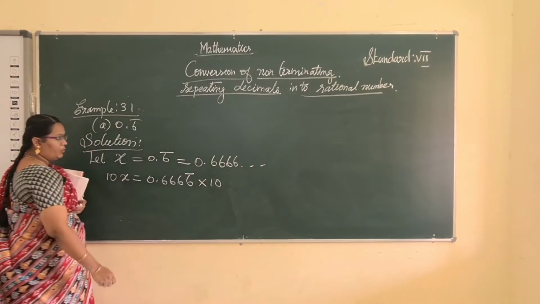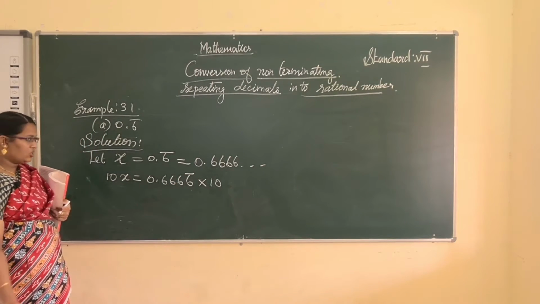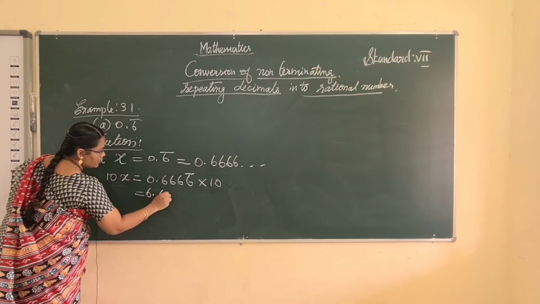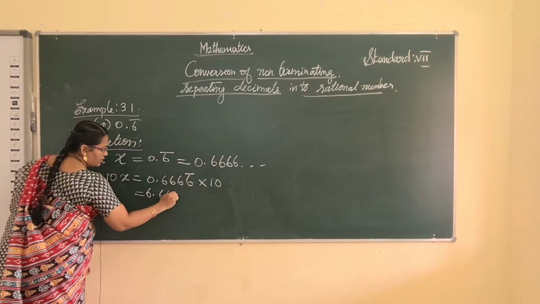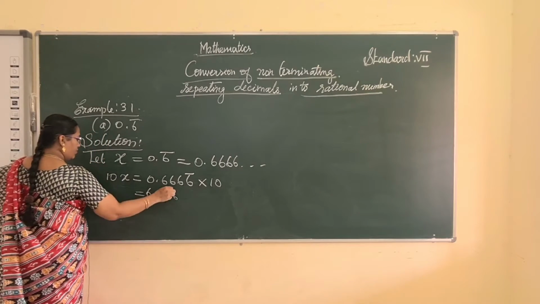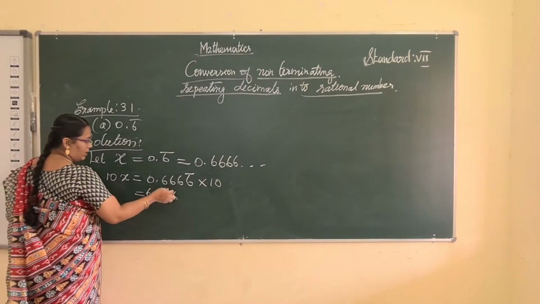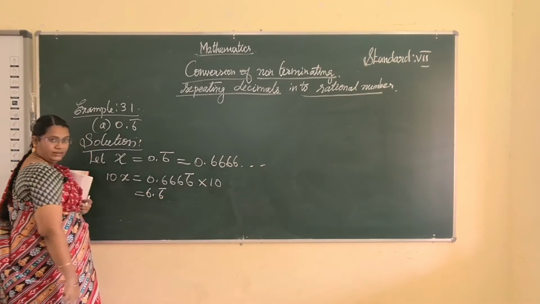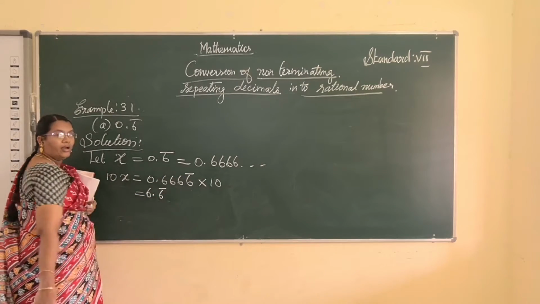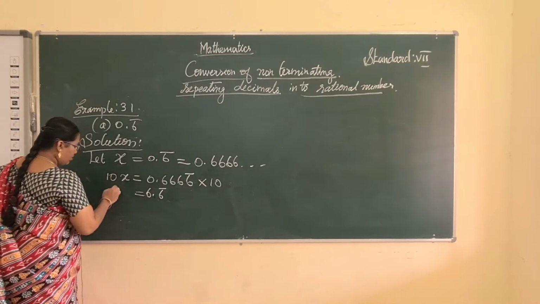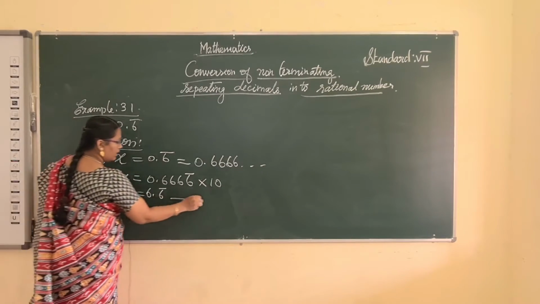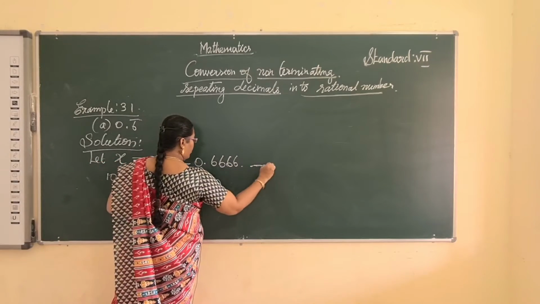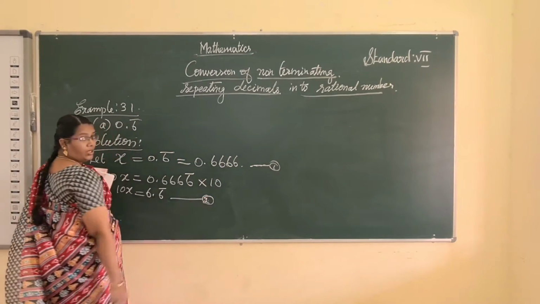If you want to put the bar on the last one, the decimal point moves here, so 6.666 going on. We will write it like this; there is no need to write it fully, because 6 is repeating infinitely. So this is equation number 1, and this is equation number 2.